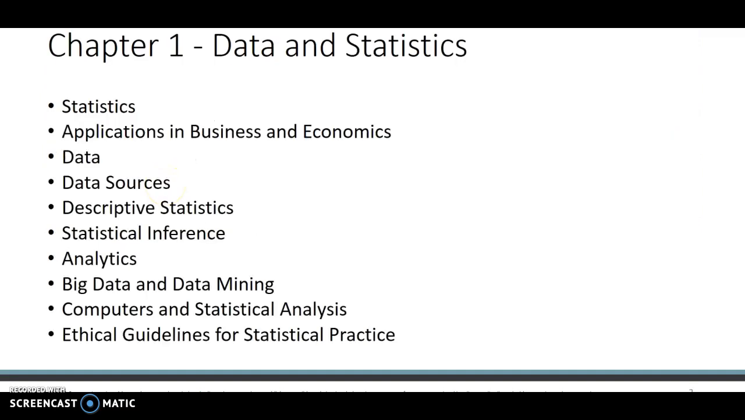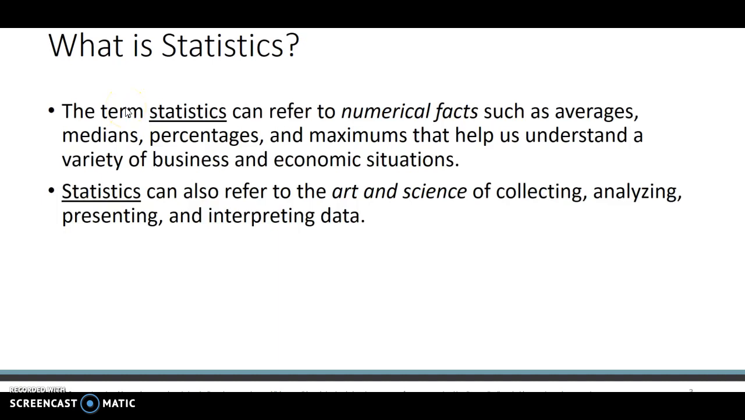People have been emailing me saying what types of things should I need to know. If you'll look at the beginning of every PowerPoint slide, they'll have a list of things. Here we have data and statistics. Okay, definitely know what statistics is.